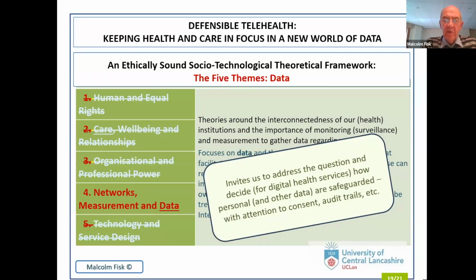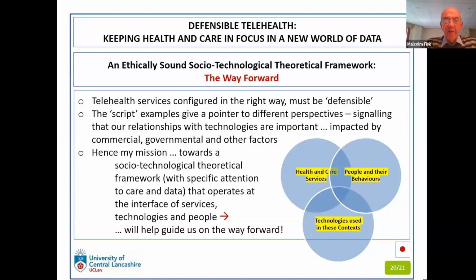This particular theme invites us to address questions as to how, for digital health services and telehealth, personal and other data are safeguarded, with attention to issues of consent, audit trails and so forth for the ultimate user. So what have we got? The way forward, perhaps: telehealth services configured in the right way must be defensible. We must be able to put our hands on our hearts and say, this is the right way to do it, or these are the parameters within which we want our service providers to work. These are the parameters within which we want the manufacturers and designers of the technologies to work.